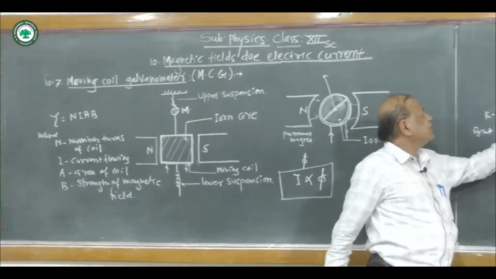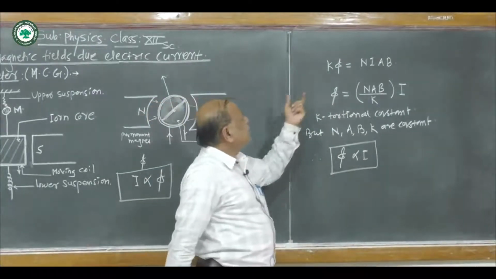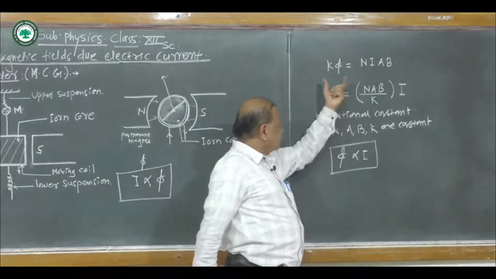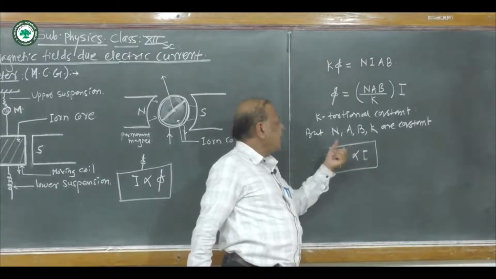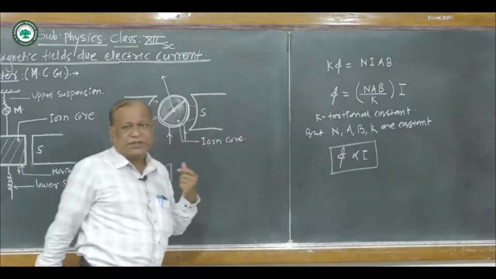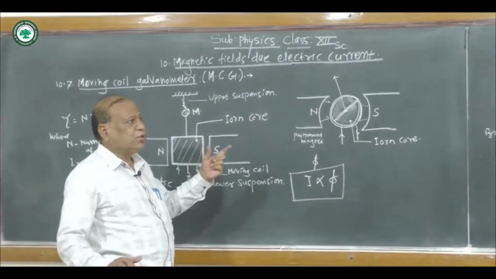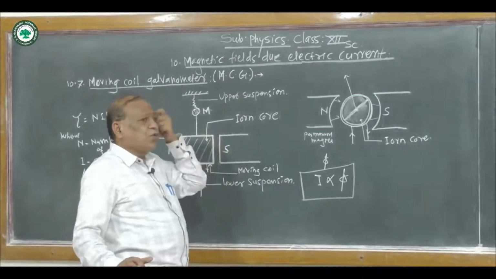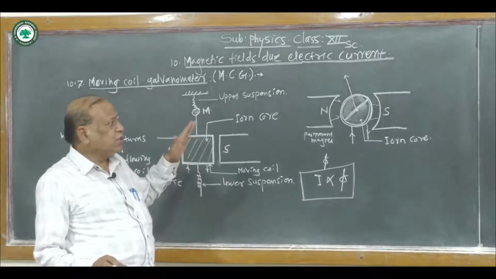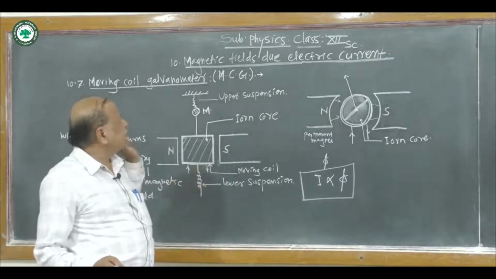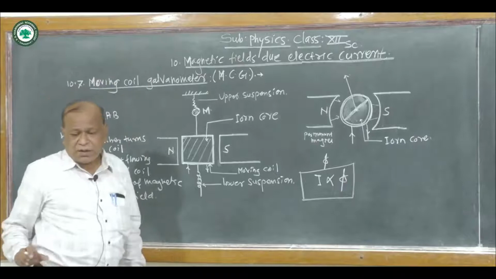Now here K is the torsional constant of the suspension spring, and balancing these two torques we get that phi is directly proportional to I, means as current increases, the deflection produced in the moving coil galvanometer also increases. Using this principle, we can measure the potential difference and current flowing through the circuit. Okay, this is according to your syllabus, 10.7 article, moving coil galvanometer.